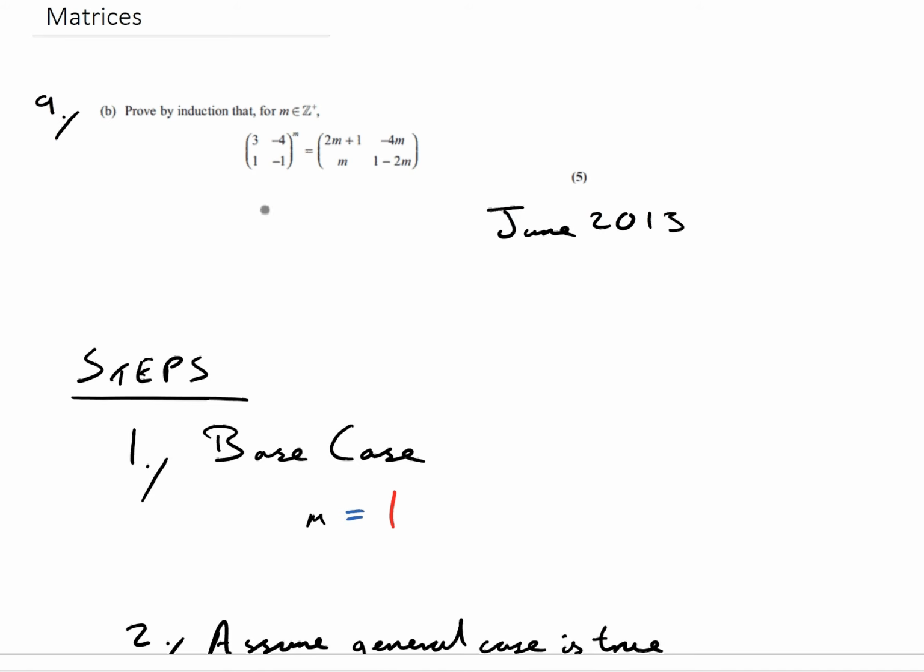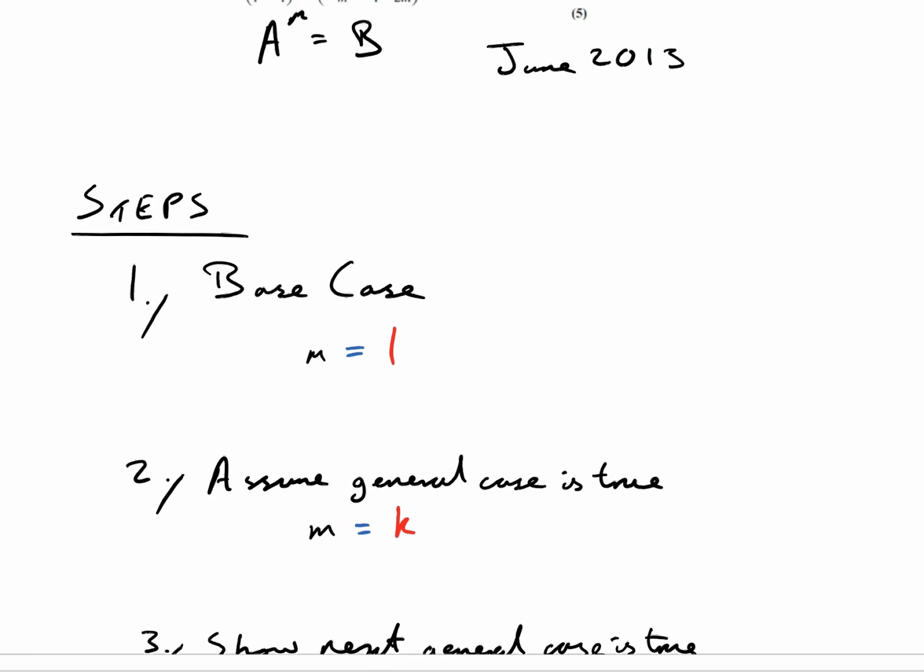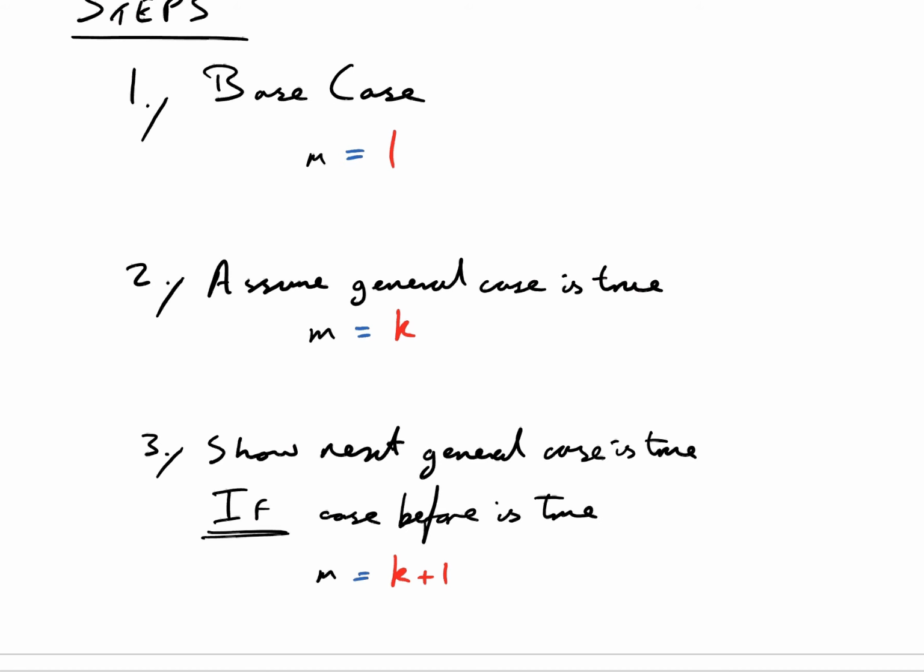You're always going to have a matrix raised to some power equal to another matrix, and you're going to have to prove that, and that other matrix will always have elements involving the power you're raising it to. So let's remind ourselves of the steps. You're probably familiar with this. First step is the base case, so we stick in n equals 1, and we show the left-hand side equals the right-hand side. Simple as that. Anybody can do that, quite frankly. So that's an easy mark which anybody can get.